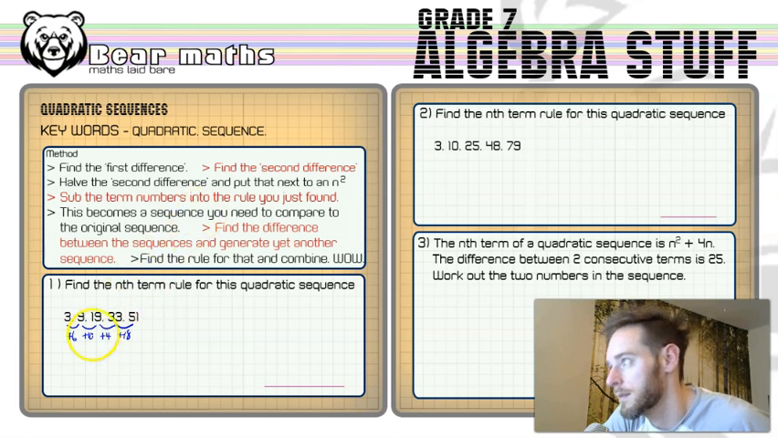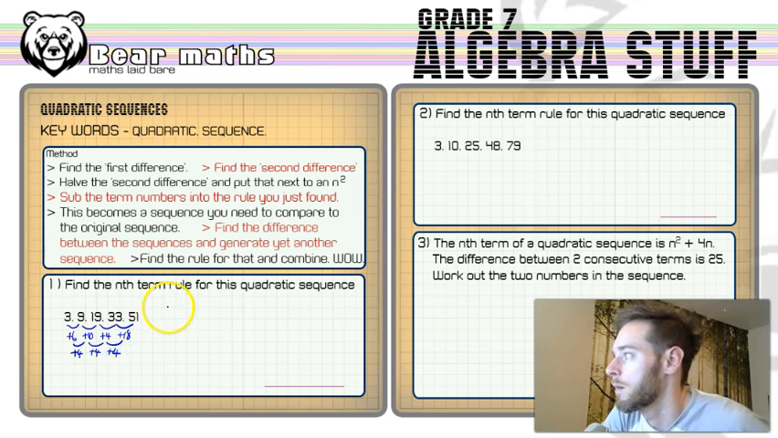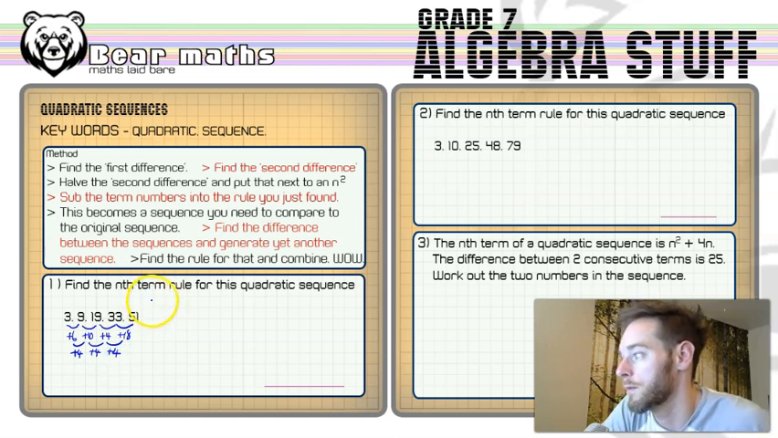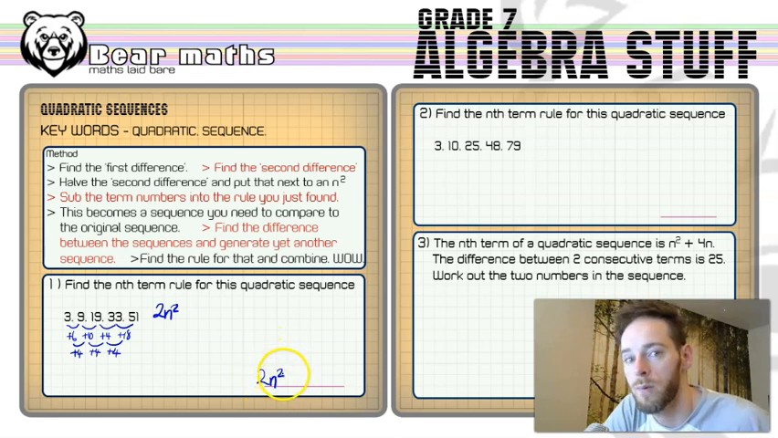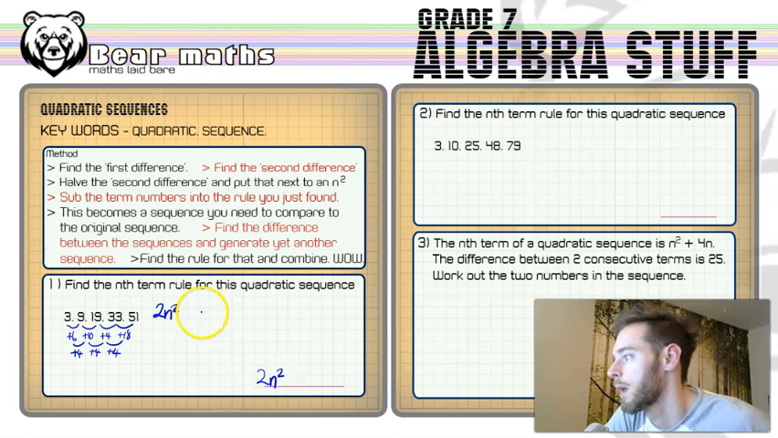Now we calculate the second difference. That is just a case of going through again and going, oh yes, look, there is a difference of 4 each time. Done. Now we have to half that second difference and put it next to an n squared. So half of 4 is 2, put it next to an n squared. That forms the first part of our answer, so we can put that straight away down in the answer space.